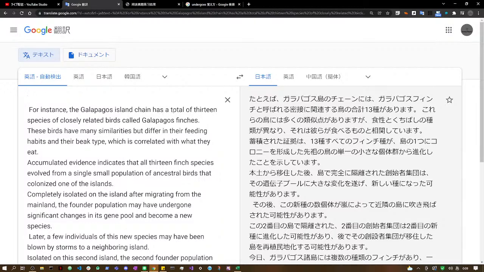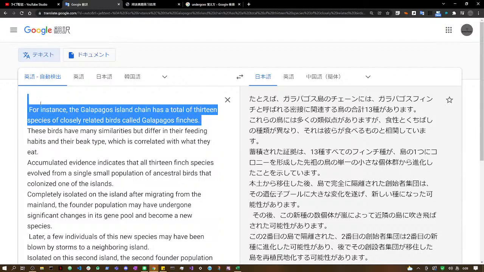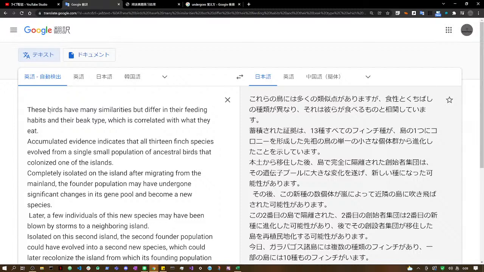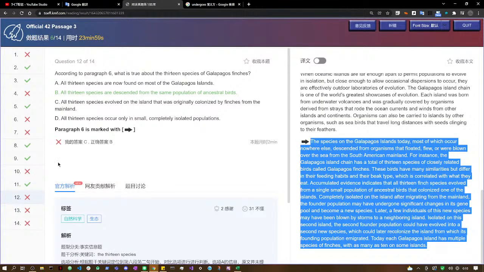chain has a total of 13 species of closely related birds called Galapagos finches. These birds have many similarities but differ in their feeding habits. Their beaks are different types, which correspond with what they eat. All 13 species are now found on most of the islands.